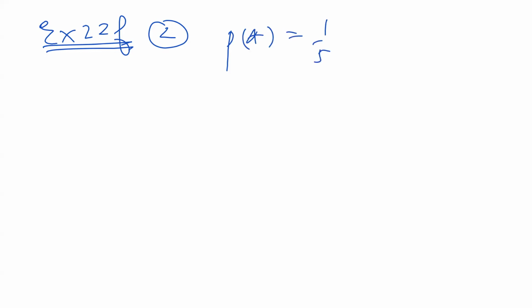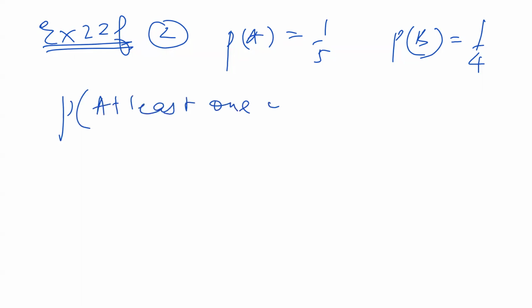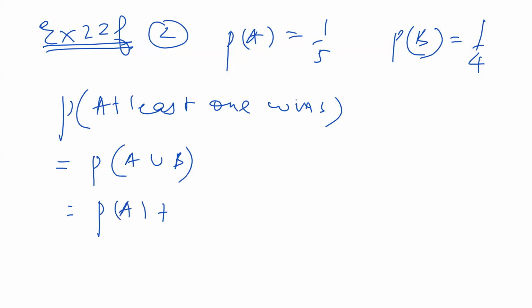The probability of horse B will win the race is 1 by 4. So P of B is equal to 1 by 4. What is the probability that one of the horse will win? Okay, one of the horse will win, meaning at least one will win. Now at least is union. So that is equal to P of A plus P of B minus P of A intersection B.